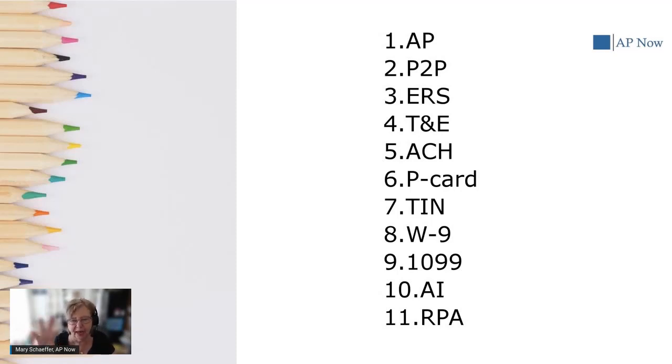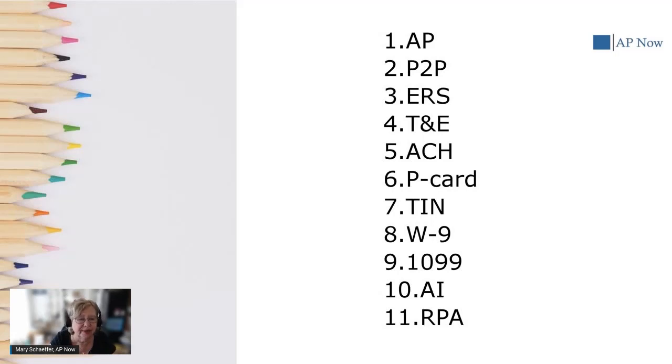This is when you have a payment process that includes that the supplier does not send an invoice. It's used primarily in the automotive industry. Don't feel bad if you got that wrong. That's kind of an obscure one. Moving on, T&E, travel and entertainment.